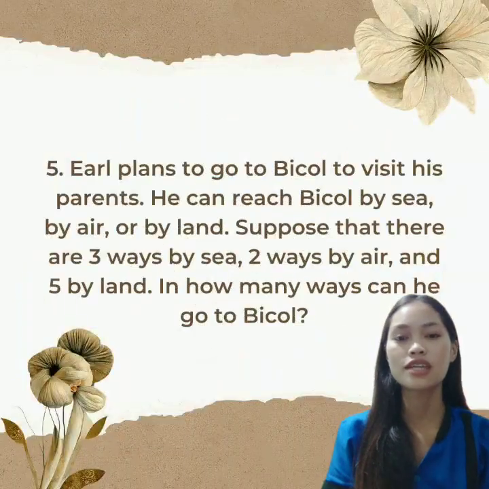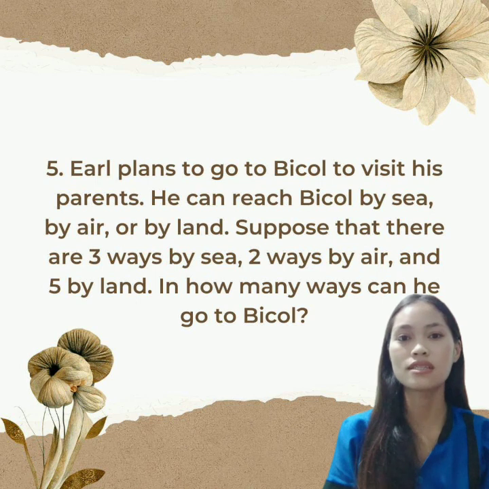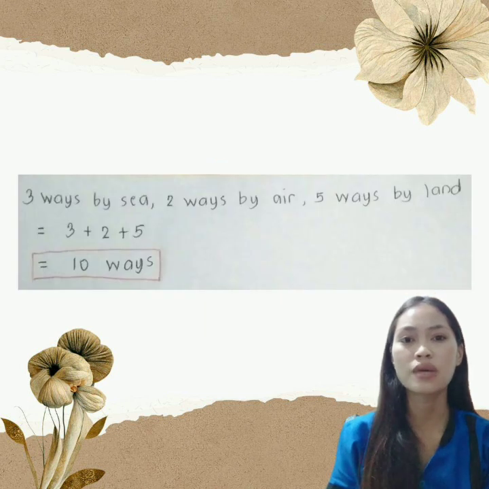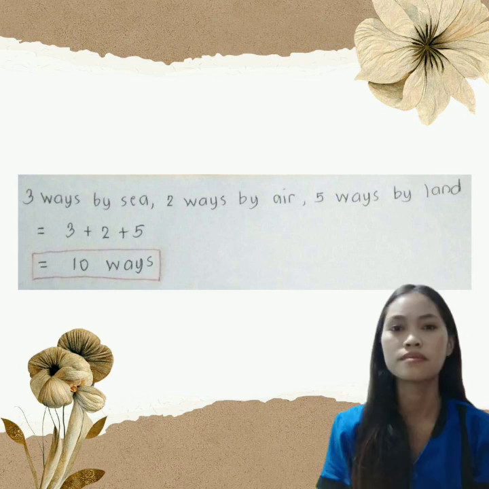Fifth question, or the last question, is: Earl plans to go to Bicol to visit his parents. He can reach Bicol by sea, by air, or by land. Suppose that there are 3 ways by sea, 2 ways by air, and 5 by land. In how many ways can he go to Bicol? In this problem, there are ways given: 3 ways by sea, 2 ways by air, 5 ways by land.